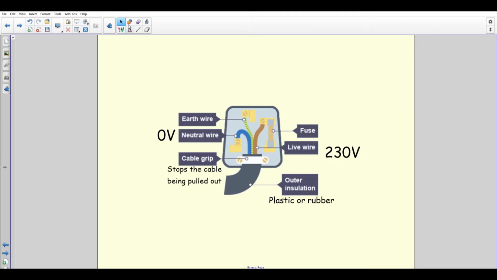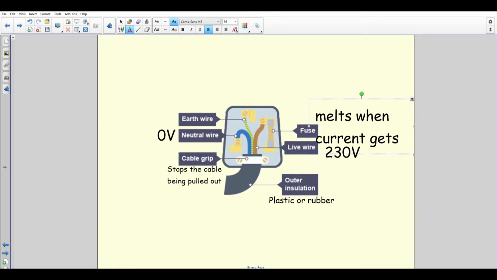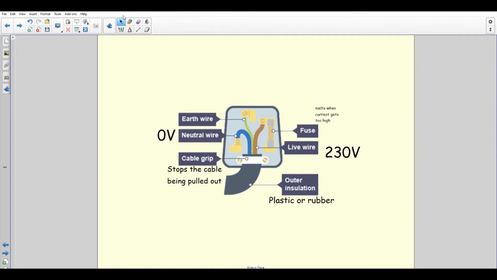Right, now to our 2 safety features. So we'll do the fuse first. The fuse melts when current gets too high. So if your current gets too high, your fuse will start to glow red, and eventually it will melt, and when it melts, it breaks the circuit and stops everything from happening.